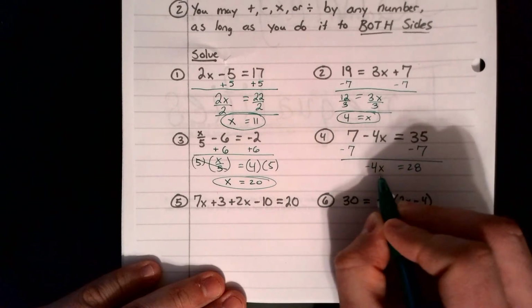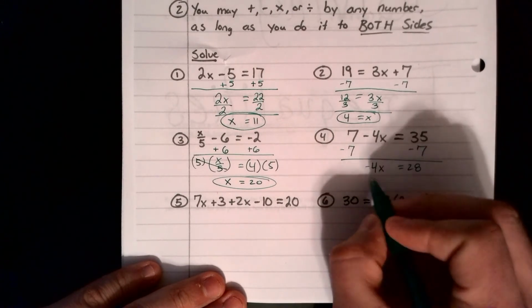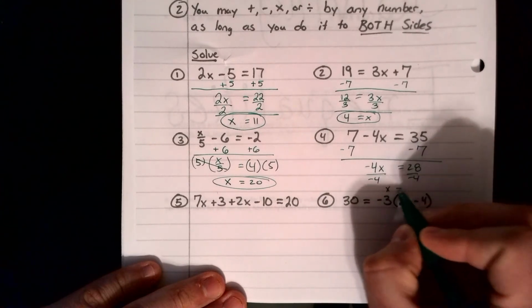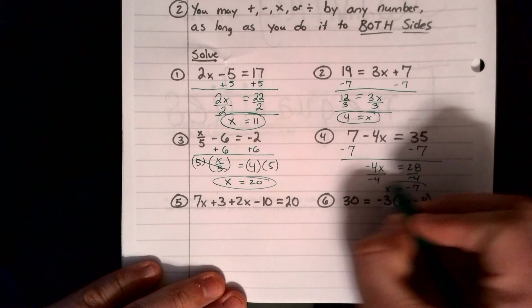This is a times negative 4, so to get rid of a times negative 4, we're going to divide both sides by negative 4, and we get x equals negative 7.